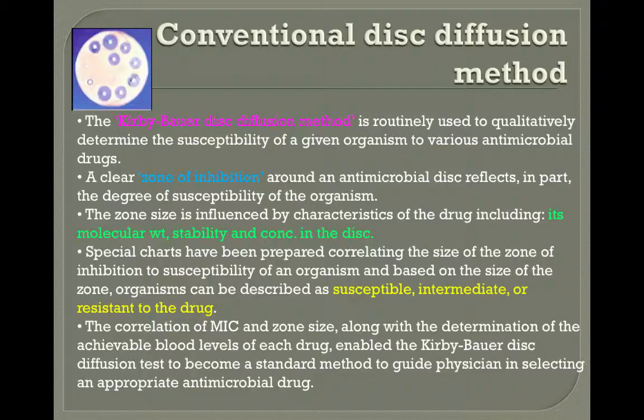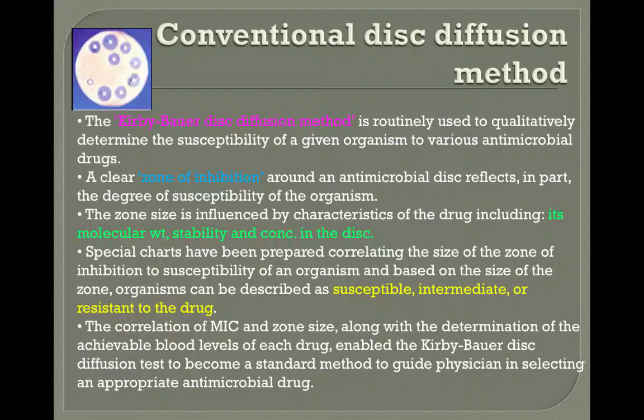The other way to test a drug is one that you are familiar with. We've looked at this in several different ways. It's called the Kirby-Bauer diffusion method. So we've looked at a worksheet when we looked at chemical control. Same idea with the drugs. This is used to qualitatively determine the susceptibility of a given organism to various antimicrobial drugs.